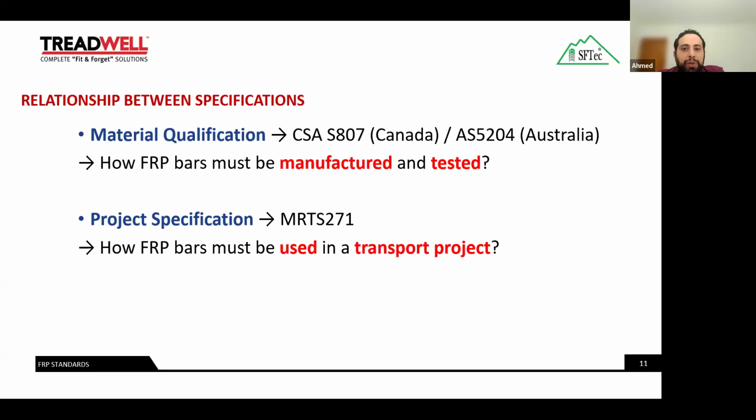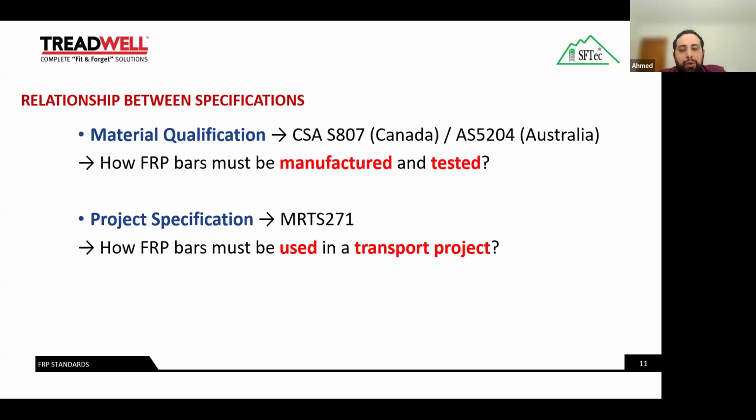We can summarize the relationship between these documents as shown in this slide. Material qualification is governed by CSA S807 in Canada and the same by AS5204 in Australia. These standards define the mechanical properties, durability performance, and testing procedures. And once the material is qualified, MRTS governs how the material can be implemented in infrastructure projects, including installation and inspection requirements.